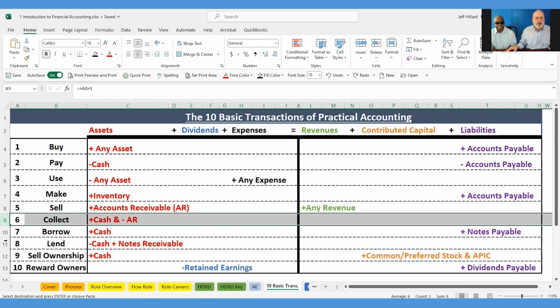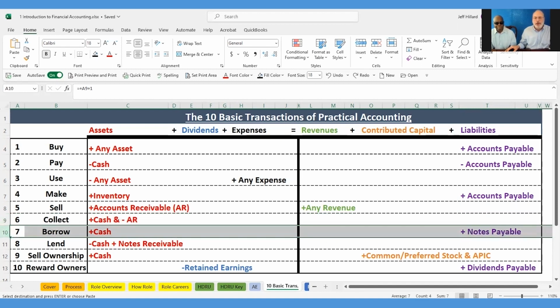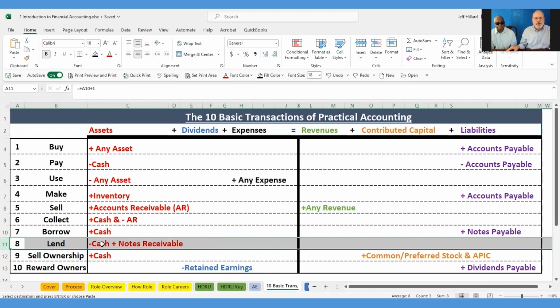The next one is borrow. Borrow is done because you need cash. Again, it's one way you get cash. We can get it from selling. We can get it by liabilities. Only we're typically going to sign a promissory note with the bank or whoever the creditor is. So we'll have a different account called notes payable and get cash. On the other hand, if we are the bank, our cash is going to go down and notes receivable are going to go up.